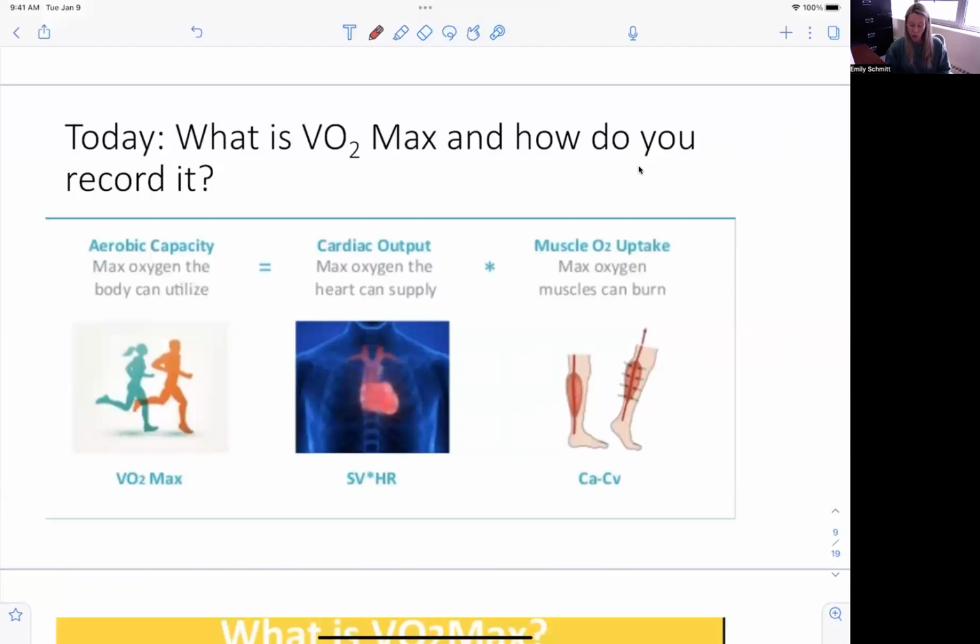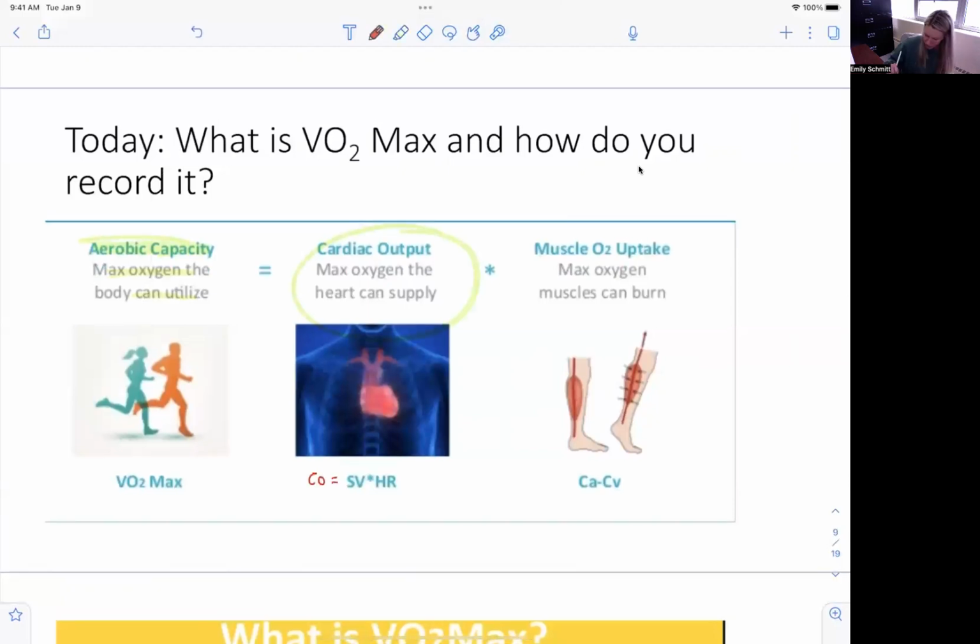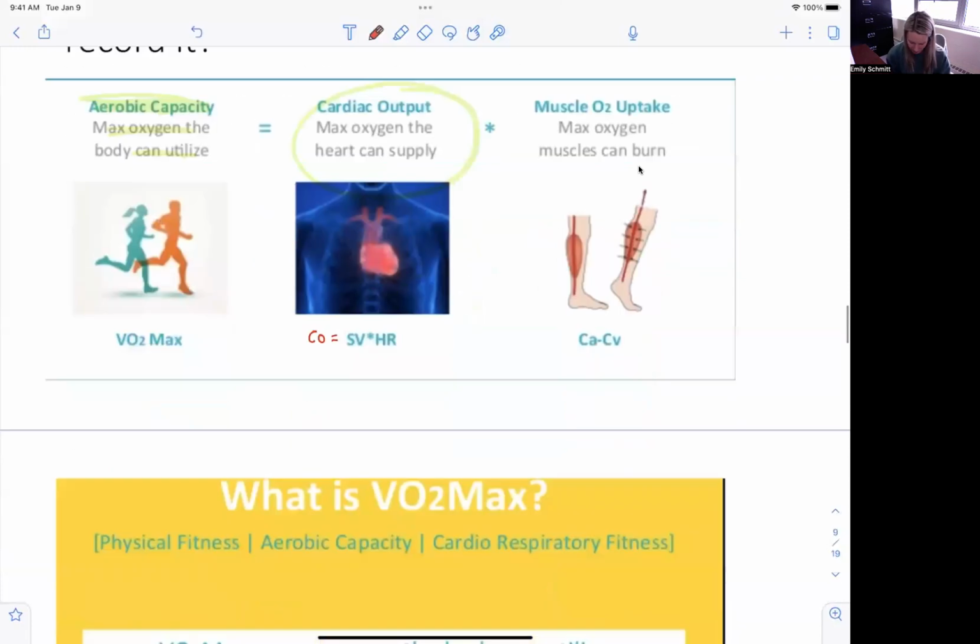This is just another way to explain it, but we have aerobic capacity, which is the maximum oxygen the body can utilize. Cardiac output, we'll talk about this in our final unit, but that's the max oxygen that the heart can supply. We know that cardiac output equals stroke volume times heart rate. And then we also have muscle pumps in our soleus and our gastroc, those muscles at the bottom and the back of your leg. And this is our muscle oxygen uptake, so the maximal oxygen that muscles can burn and utilize to get you through that activity.